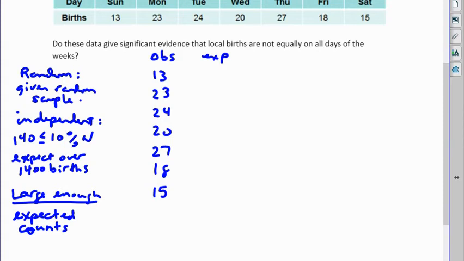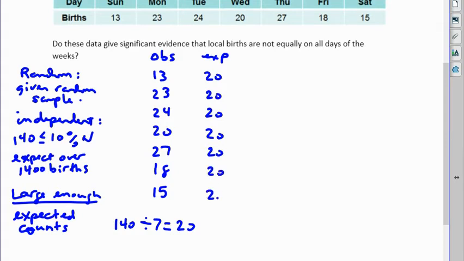And then if there's 140 births, if we divide that by the 7 days of the week, we would expect 20 births every day. If there had been a decimal, I would have kept the decimal, but there was no decimal. So I'm just going to put that in there. And then we can find out what the chi-squareds are from our calculator. Those are going to be our chi-squared contributions.